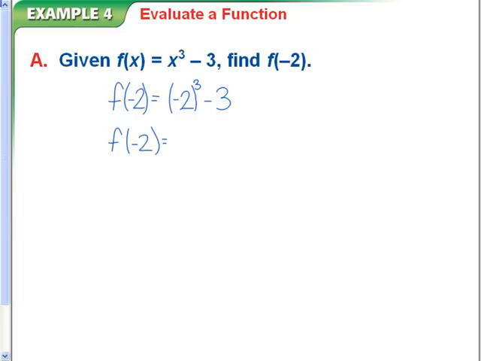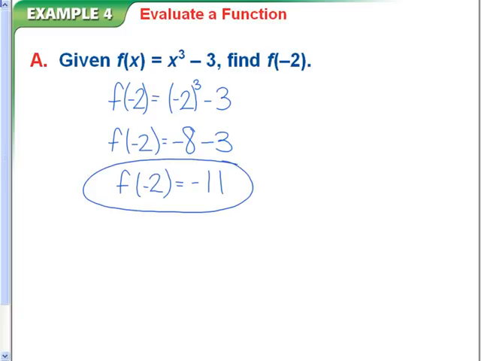So let's look at the 2 part. 2 times 2 times 2 is 8. And then the negative part. Negative times negative is positive. Times negative again is negative now. So it is negative 8 minus 3. So f of negative 2 is negative 11. And that is our answer.